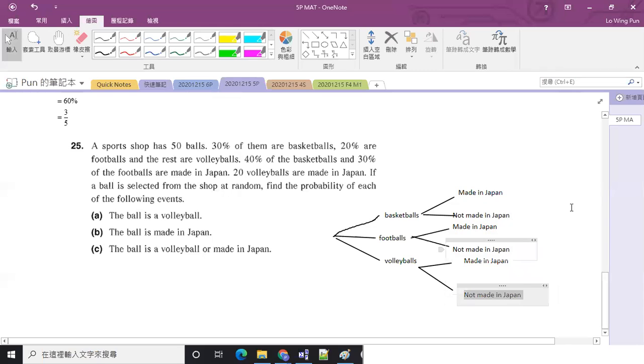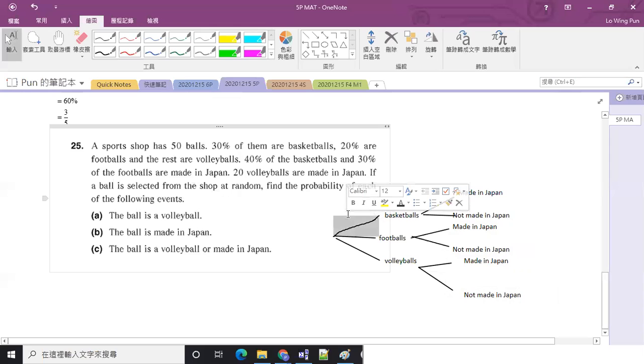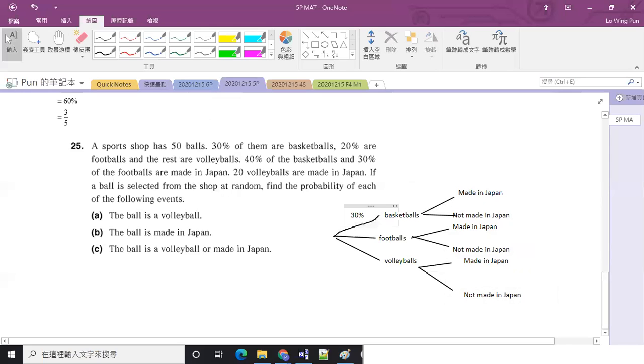You understand? 好啦，跟住我哋填翻數字入去喎。There are 50 balls. 30% are basketballs. So this will be 30%. And then 20% are footballs. And the rest are volleyballs. 咁其實我哋即刻可以計到，volley 即係排球佔咗幾個 percent 嘅？It should be 50%, right? Okay. And then 40% of the basketballs and 30% of the footballs are made in Japan.